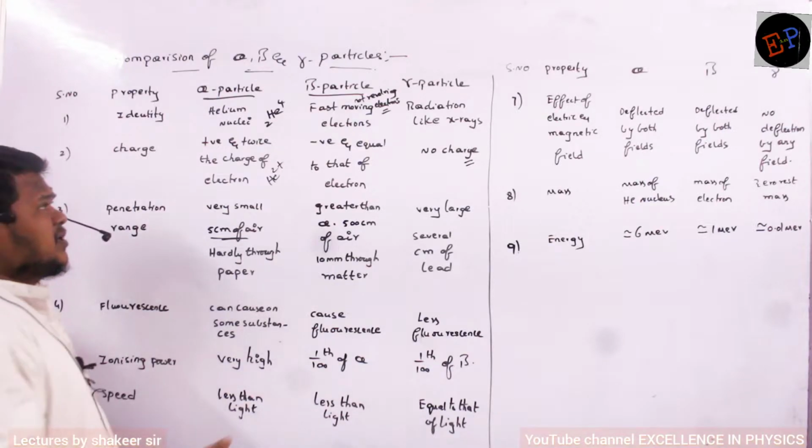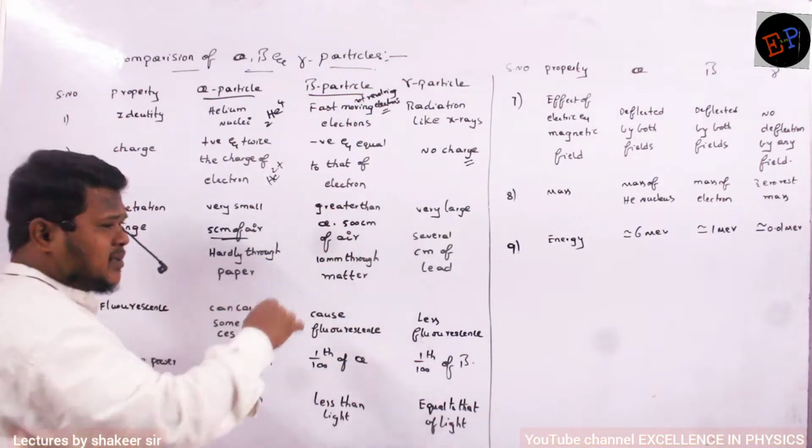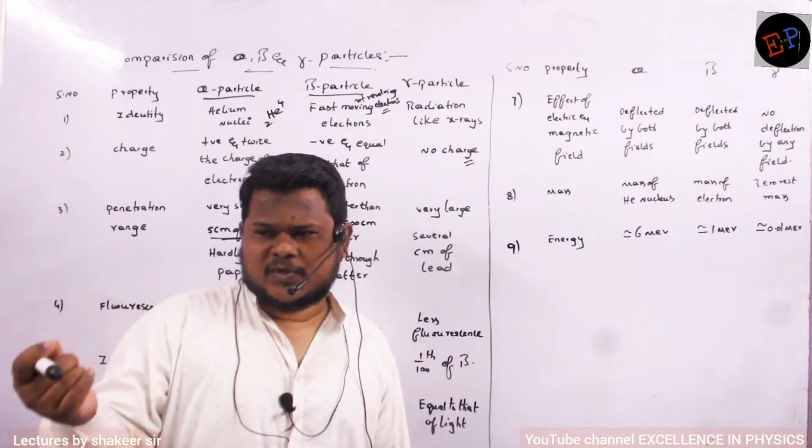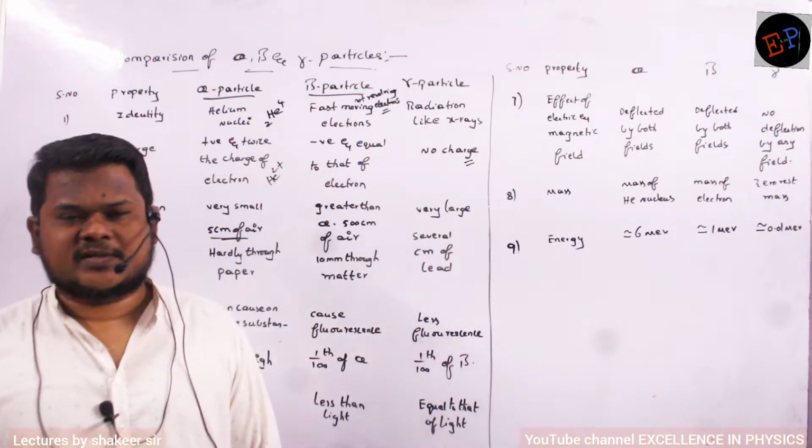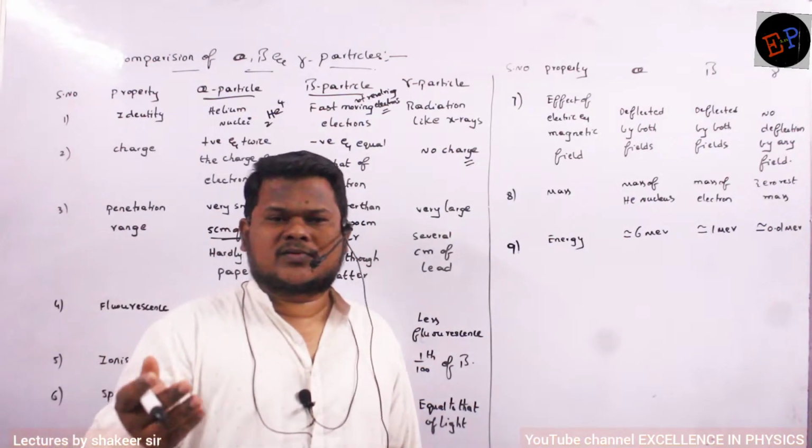Clear now? Whereas if you see the penetration capacity of beta particle, beta means electron, no? Very small. So it has good penetration capacity. It can enter into 1 or 2 papers also.